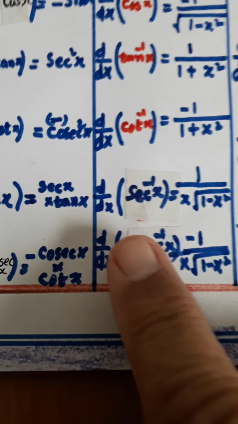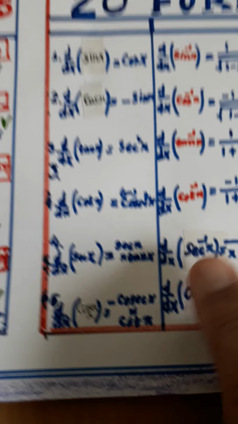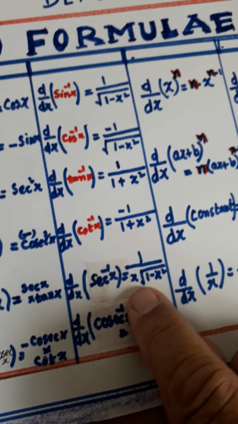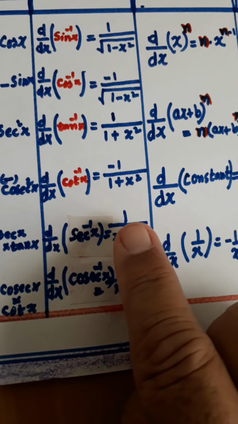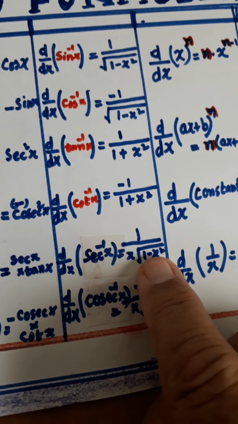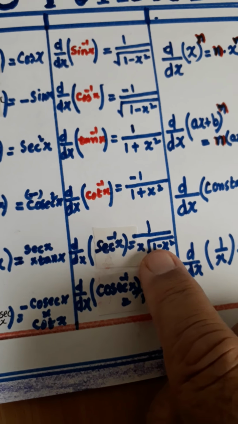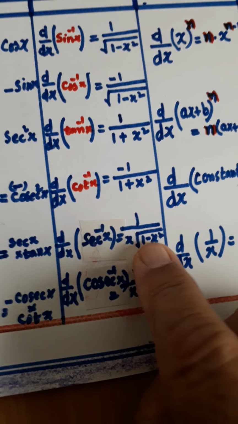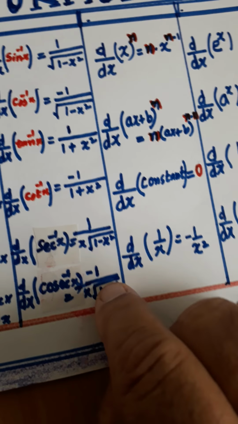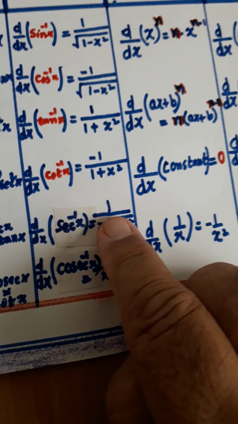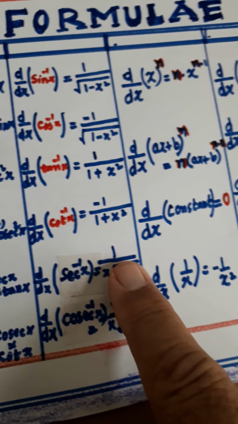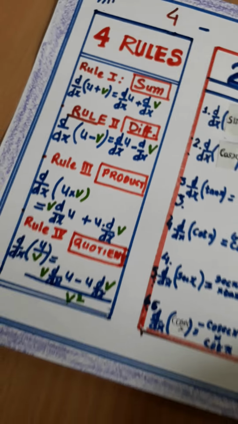Similarly, the derivative of secant x is secant x tangent x. There are two things here also. So the derivative of secant inverse x is 1 over x under root x square minus 1, and cosecant inverse x is minus 1 over x under root x square minus 1. It has to be x square minus 1. Here it is 1 minus x square, here it is x square minus 1. So we have to correct it.